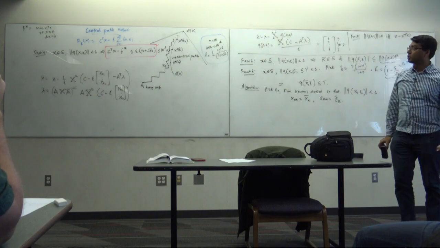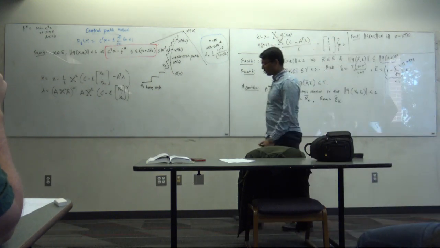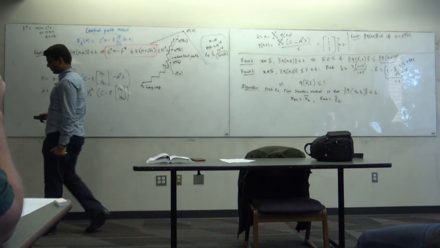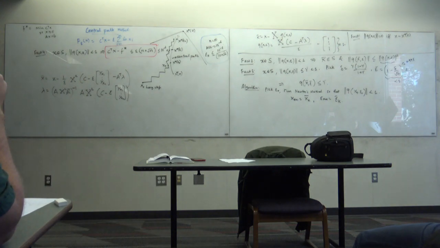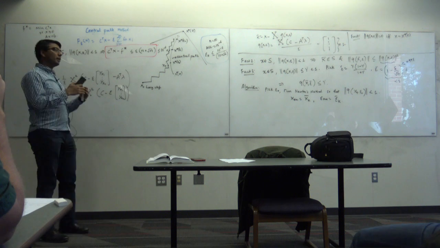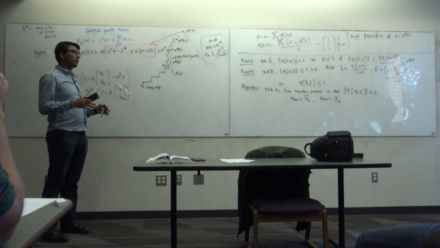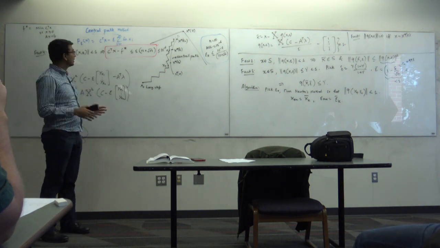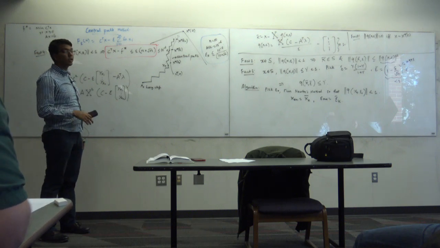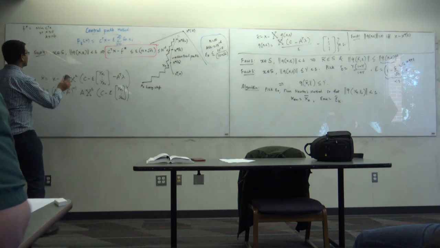Okay. So we talked about the barrier method in the context of linear programming. And the barrier method is used for inequality constraint problems. So let's look at what happens when you have equality constraints. And we'll talk about the augmented Lagrangian method next.